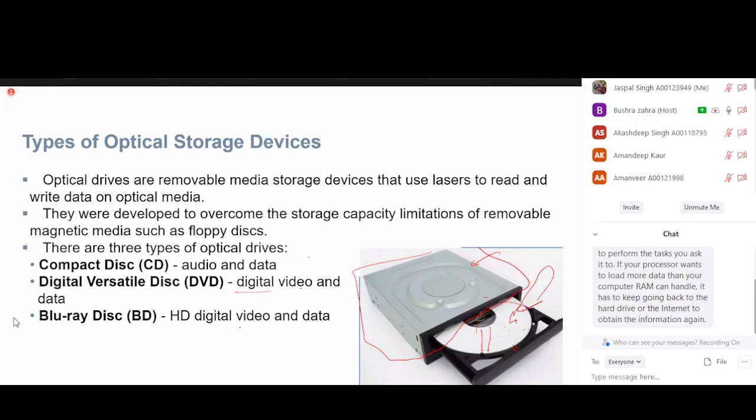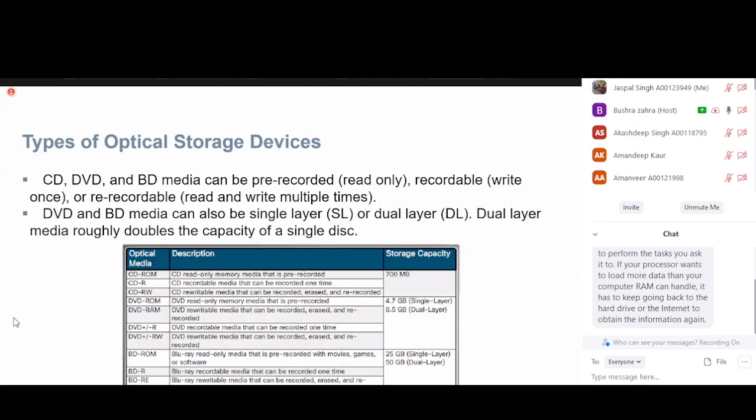So Blu-ray disk is another kind of optical disk storage. It uses the same optical technology but can store more data at faster speed, like HD digital video and data. Here is a compact table for your reference. Different types of CD: CD comes in a smaller size, in megabytes, but DVD you can find available in gigabytes, right? And Blu-ray is just 3 or 4 times more than the DVD.